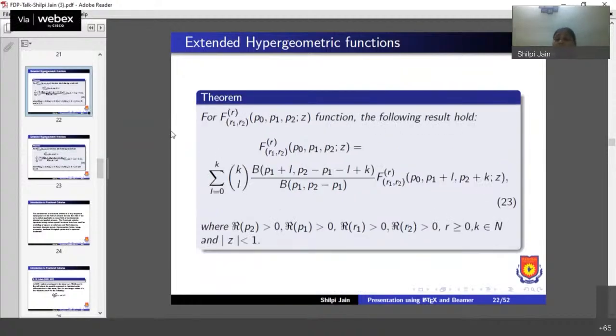The next theorem is for the f of r1, r2, r, p0, p1, p2, z function. The following result holds, which is given by equation number 23. The result gives summation of I equal to 0 to k, I, b p1 plus I, p2 minus p1 minus I plus k by beta of p1, p2 minus 1, f of r1, r2, r, p0, p1 plus 1, p2 plus k and z, and there is a condition.